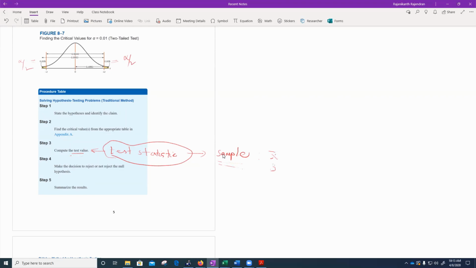Once you have the test statistic, make the decision whether to reject or accept your null hypothesis. Null hypothesis means H naught, right? So you check the decision by looking at your test statistic and the critical value, whether to reject your H naught or not. Then once you have the decision, you summarize the results. So these are the procedures we follow here.